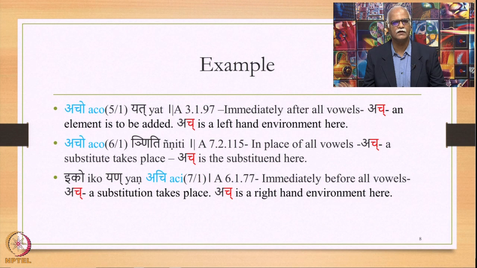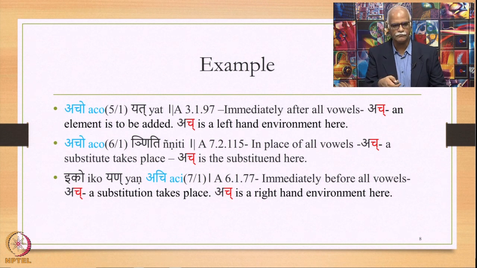Similarly, let us look at the third example, iko yan achi. Here achi appears in the seventh case, 7/1. This is 6177. Achi is 7/1 of ach, which means immediately before all vowels. So immediately before all vowels, that is ach, a substitution takes place. So here ach acts as a right hand environment.